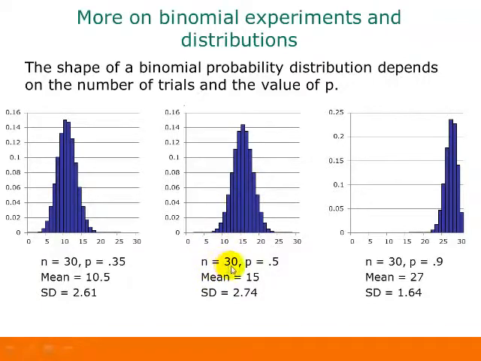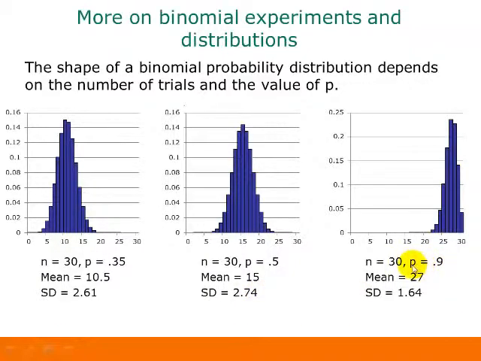Now if we have the same number of trials, so 30 trials, but our probability of success is 0.5, then we have a symmetric distribution. Notice that the mean for this distribution is 15, which is exactly halfway between 0 and 30. So this distribution shape is symmetric and it has somewhat of a bell shape. Our mean is 15 and our standard deviation here is 2.74.